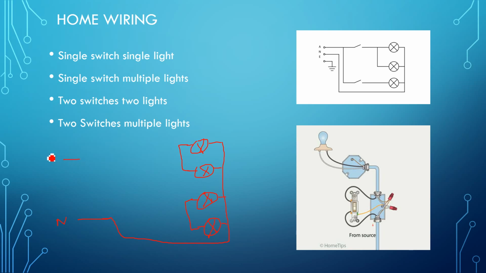So what we can do, here we have our phase line, then we will give one switch here. We will give two switches, and we will take a loop from here, and we will give another switch here. This one we will give to this wire and this one we will give to this wire. So when somebody turns on this switch, these two lights will turn on or off. Similarly, when somebody controls from here, these two lights will turn on or off. So this is how you can connect two switches with multiple lights.